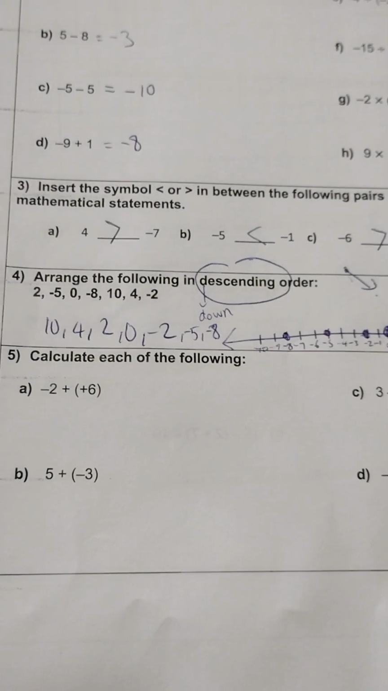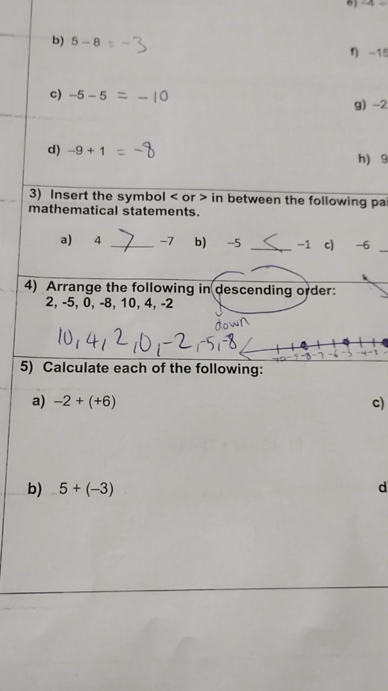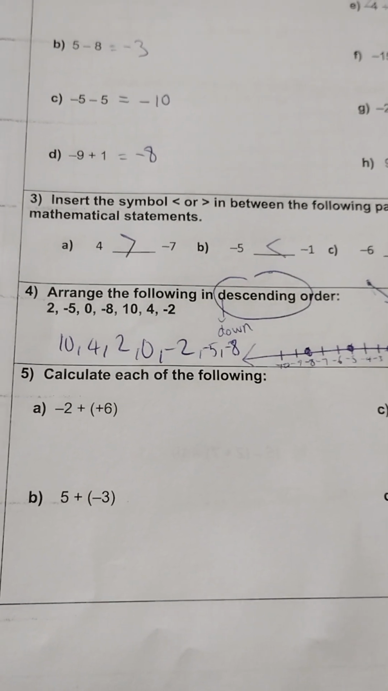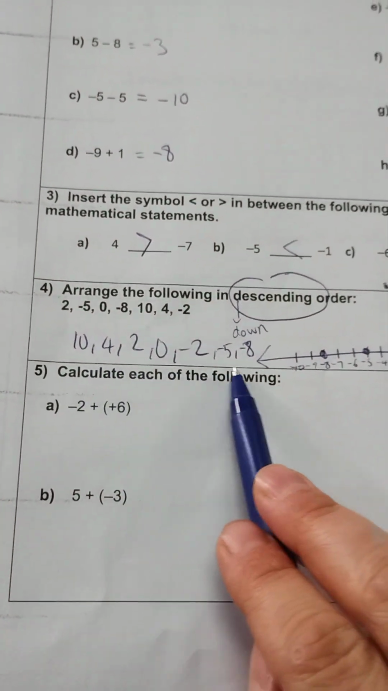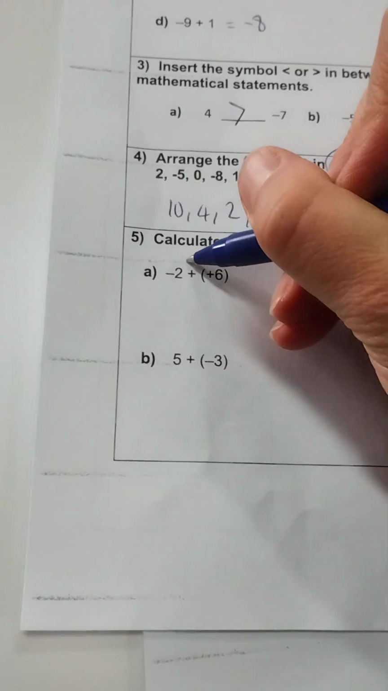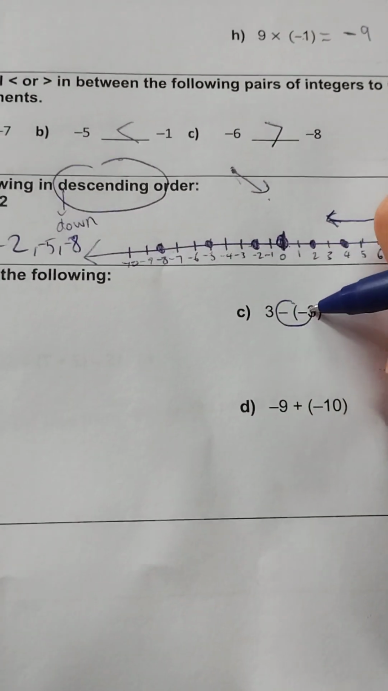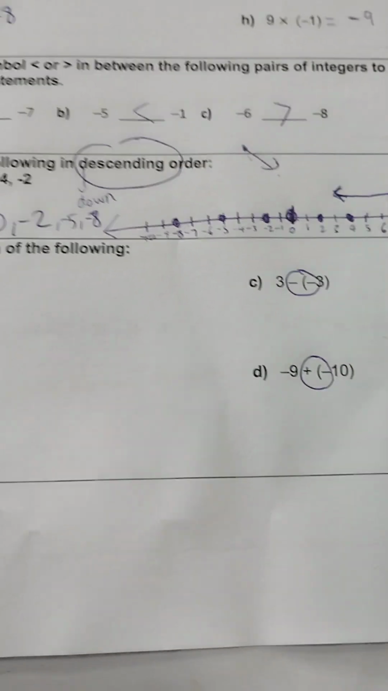Alrighty, so descending, so from largest to smallest, and make sure you write them in the correct order. All right, with number 5, here I can see for all of these, we've got 2 signs sitting together. So our first step is to turn the 2 signs into 1.